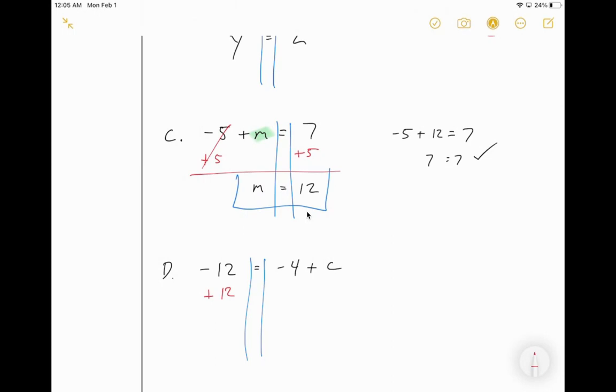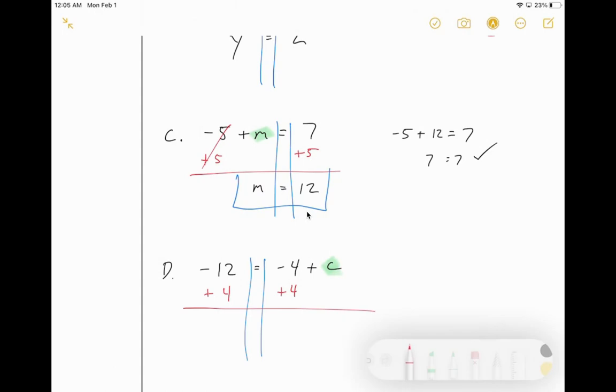But remember, we always do the work with the side that the variable is on, and in this case, it's c. So we wouldn't subtract 12 or add 12. Instead, we see that the -4 is in the way. So we're going to add 4 instead. I draw my line there, I simplify.